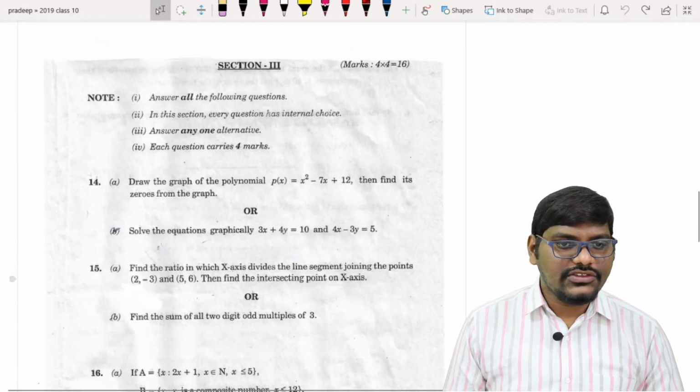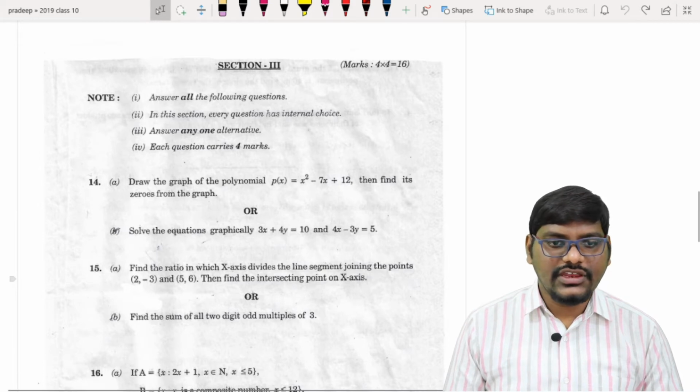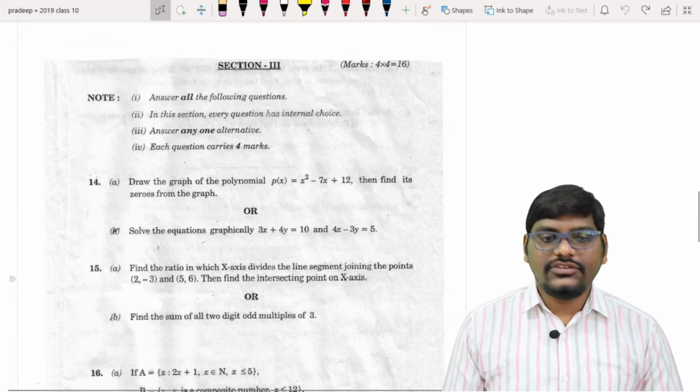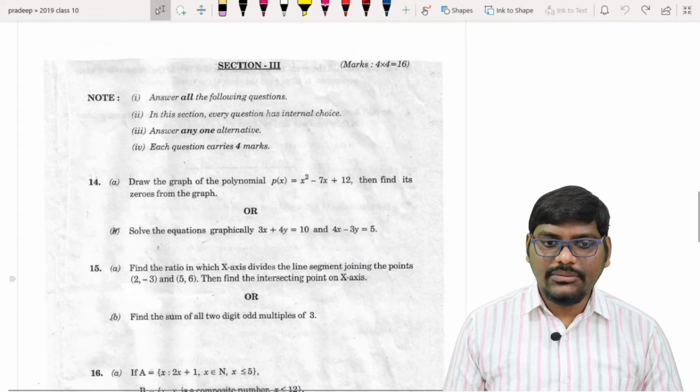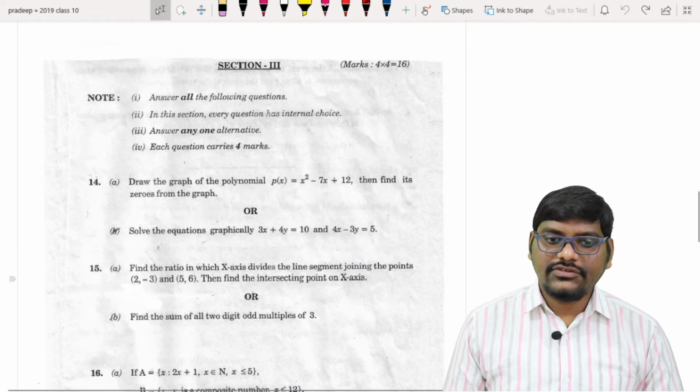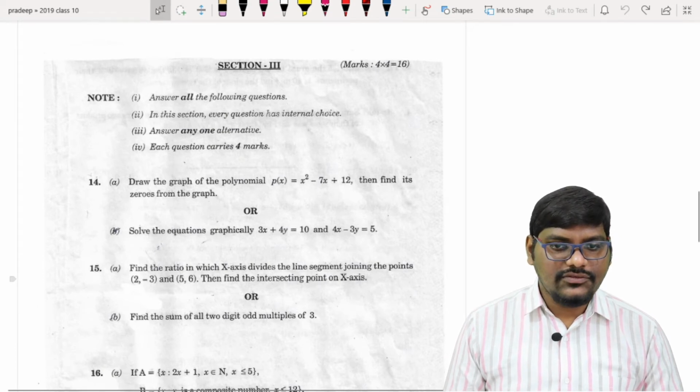Now let's see section 3 questions. There are two questions in each. Okay, so let's see this. Draw the graph of the polynomial p(x) = x^2 - 7x + 12. Then find its zeros from the graph. And the second question in the 14th one is, solve the equations graphically: 3x + 4y = 10 and 4x - 3y = 5.